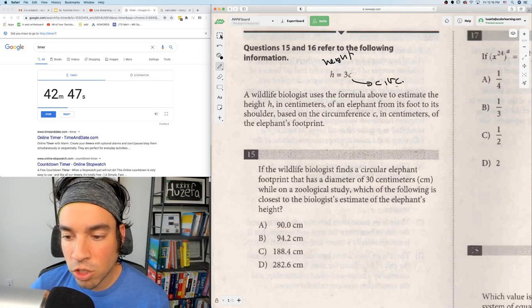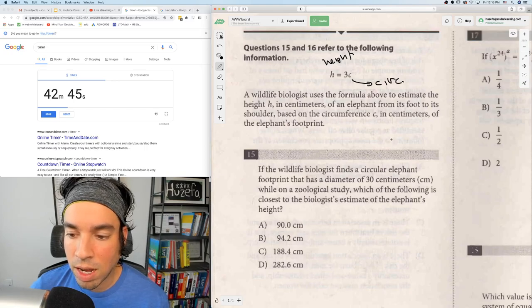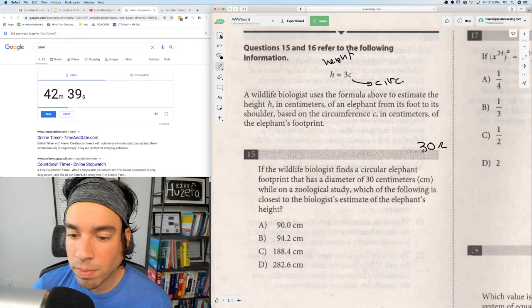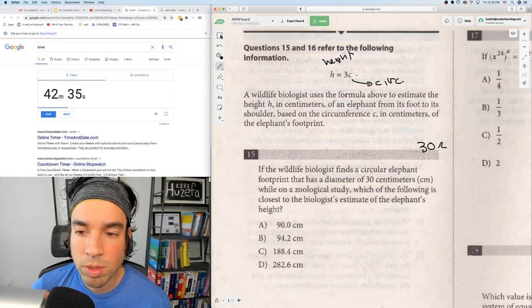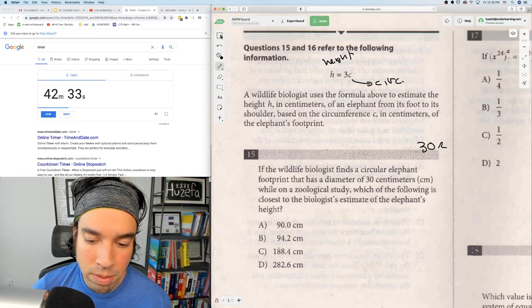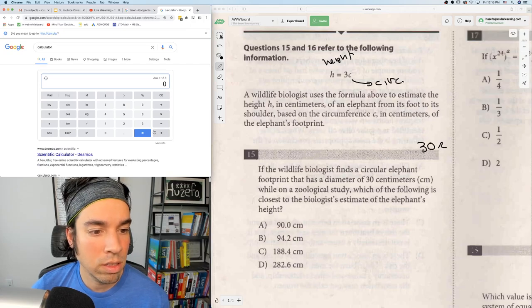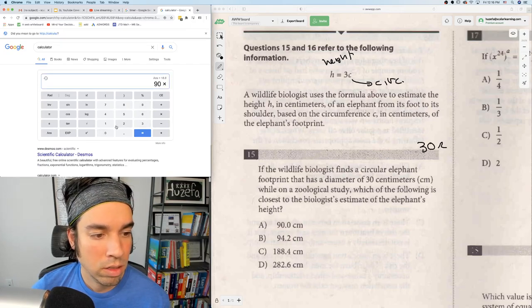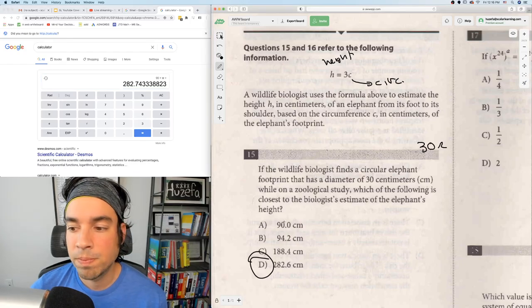If the wildlife biologist finds a circular elephant footprint that has a diameter of 30 centimeters, aka the circumference is 30 pi, while on a zoological study, which of the following is close to the biologist's estimates of the height? So it's 3 times 30 pi, which is 90 pi, which is, I guess, this one.